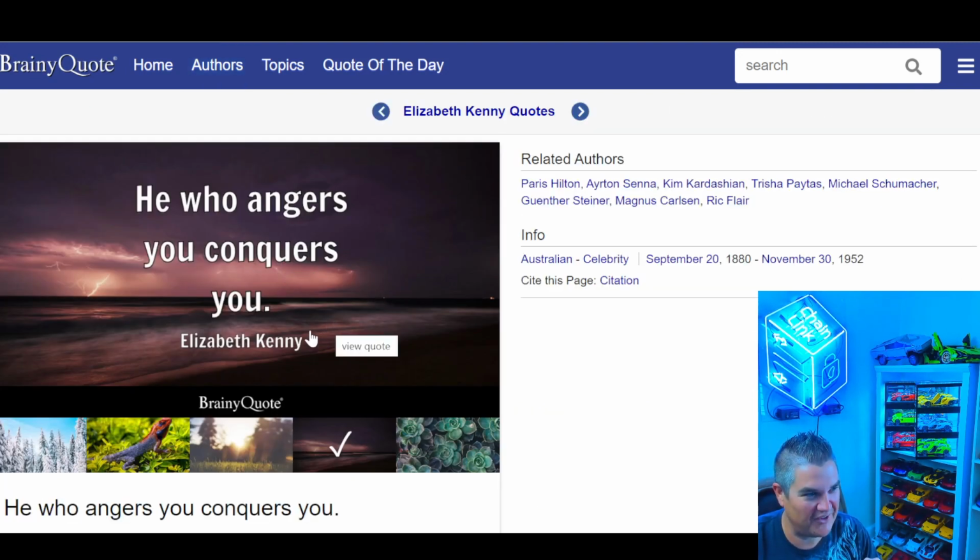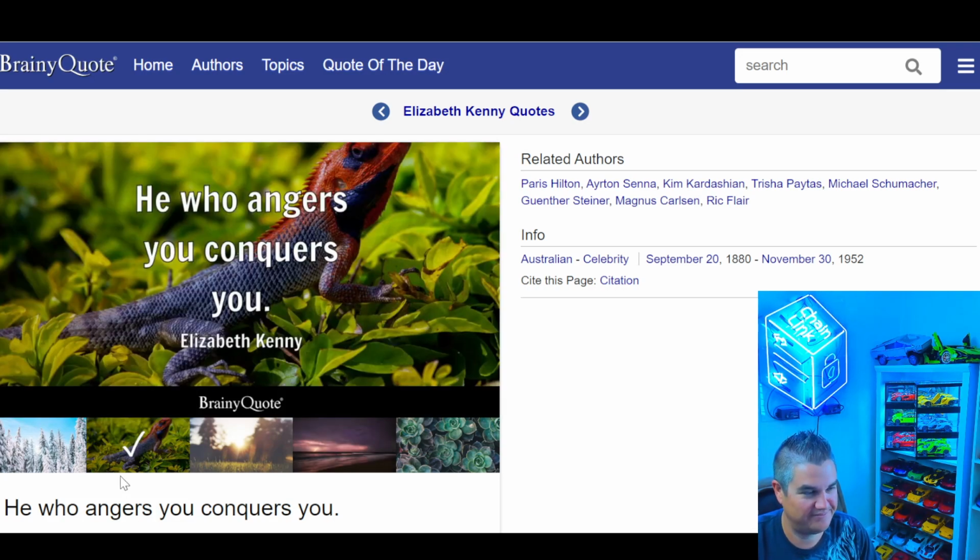He who angers you conquers you. It's a great quote. If you get mad at someone else, they're in control of you. So focus on your mind. The only thing that can affect you is external. If your mind is strong enough, you can do anything. Sappy. All right, so anything cooler than this lizard, iguana?